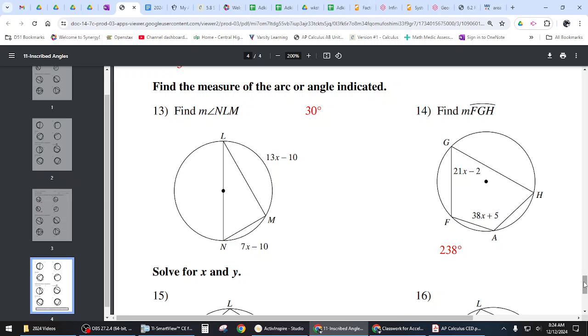You just add both the arcs to 180, right? Or add them both together and then set it equal to 180, and then you solve for x. Let's come back and do that one after we finish checking.